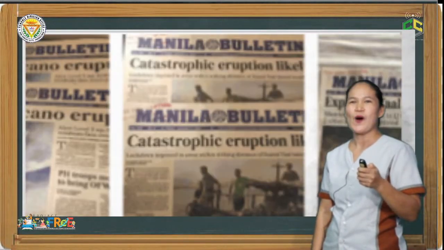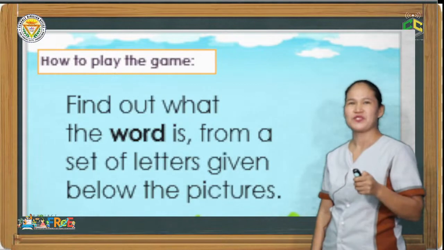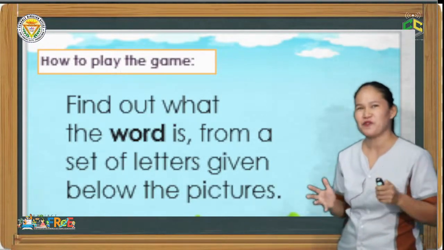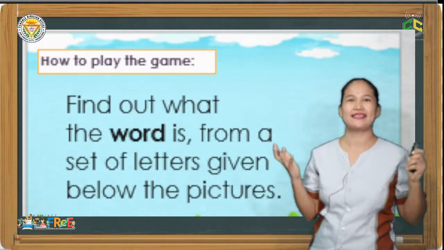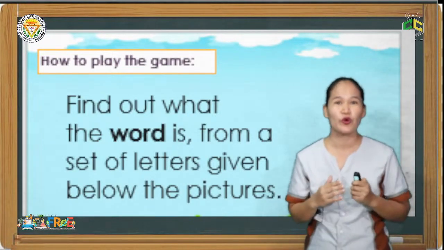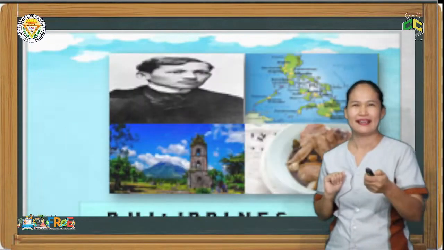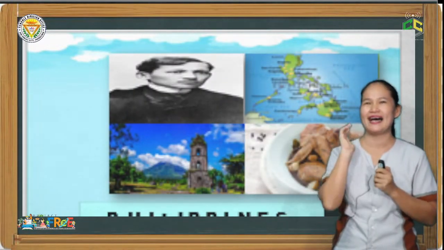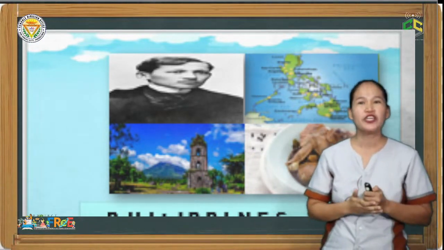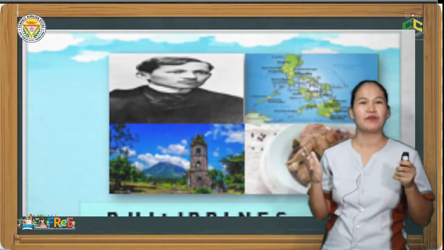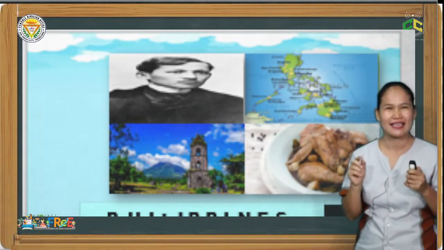Let us all be prepared for our lesson this afternoon. I am so happy to play with you, my dear learners, and find out how to play this game. You are going to find out what the word is from a set of letters given below the pictures. Are you all excited, my dear learners? Now, let us start. Identify what the photos imply. All you have to do is guess the word by looking at the given pictures. My dear learners, what do you think is the answer?